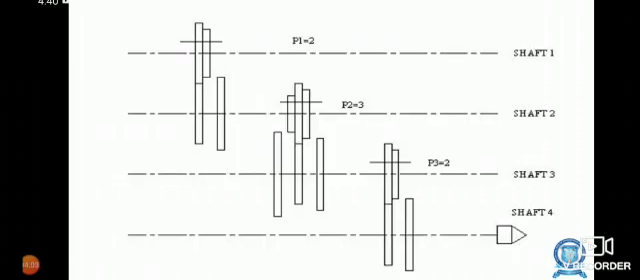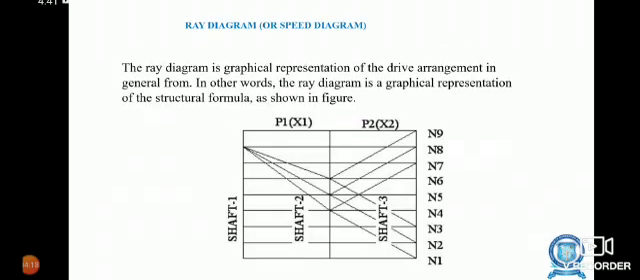So this shaft having 2 gears, P1 equal to 2, P2 equal to 3: small gear, big gear, intermediate gear. Shaft 3 also having 3 gears, totally 14 gears. Ray diagram or speed diagram.